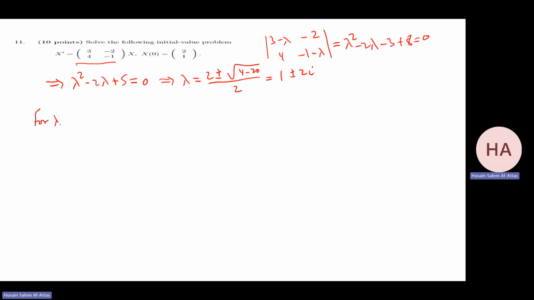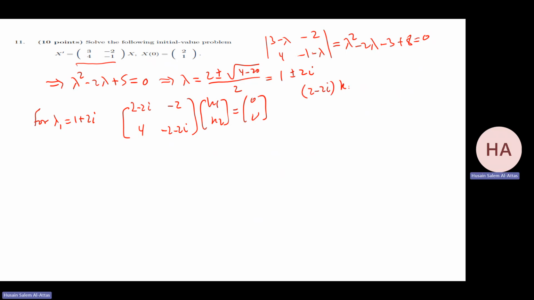Now for lambda 1 plus 2i, what I have? 3 minus 1 minus 2i. That will be 2 minus 2i, minus 2. 4, minus 1 minus 1 minus 2i. So it's minus 2 minus 2i times k1, k2. That equals 0, 0. These two equations should be the same. Let me double check, then I can solve them.